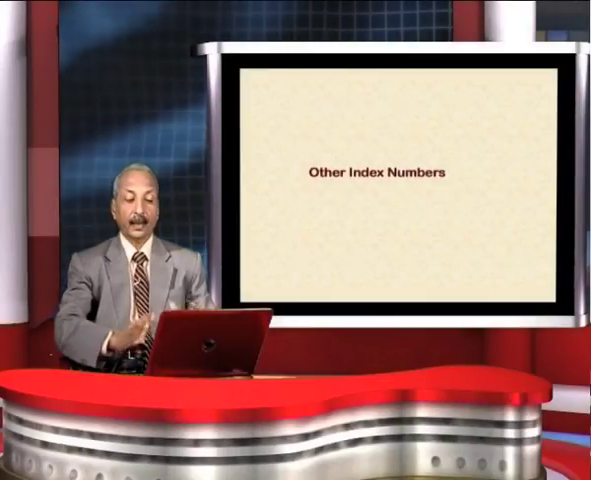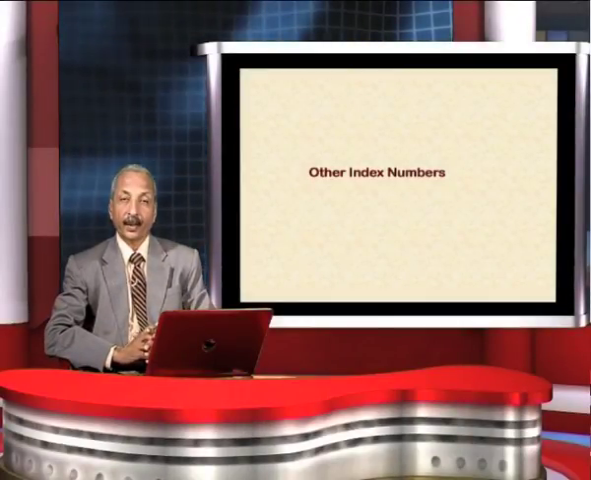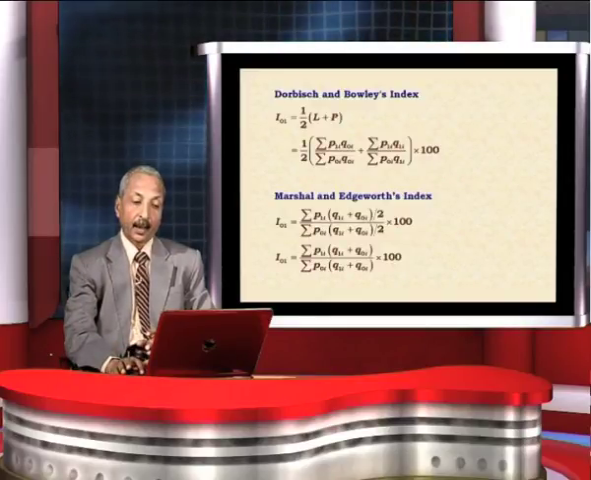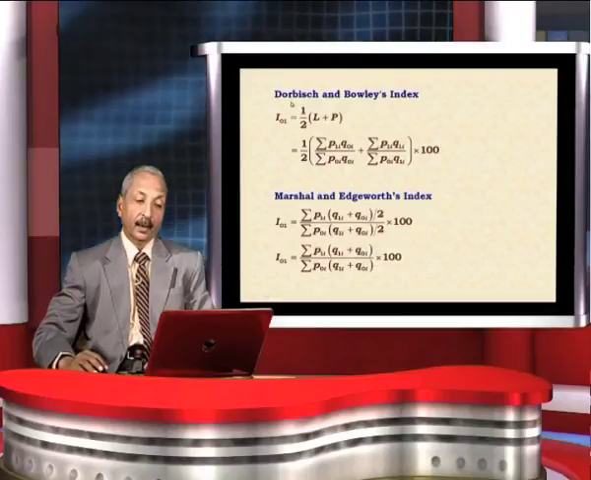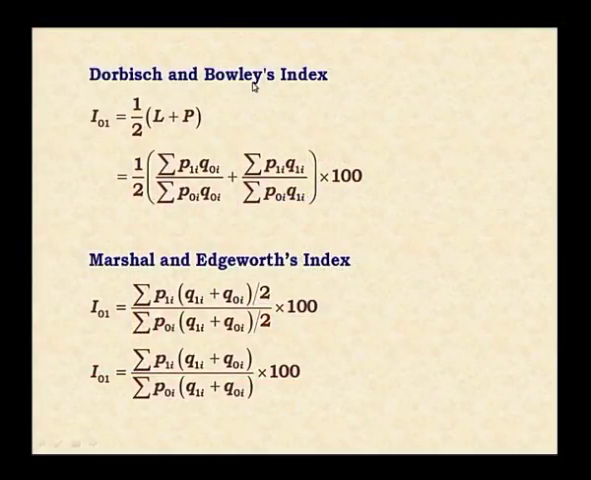Now, let us discuss the other index numbers. Here, the first one is the Dorbish and Bowley's index number, and it is nothing but the average of the Laspeyres and Paasche index numbers. That is, I01 is equal to half times L plus P, that is L01 plus P01, and we get this formula for this index number.